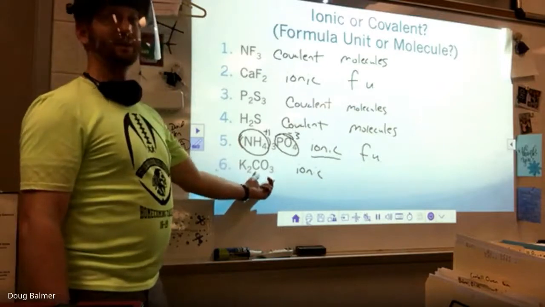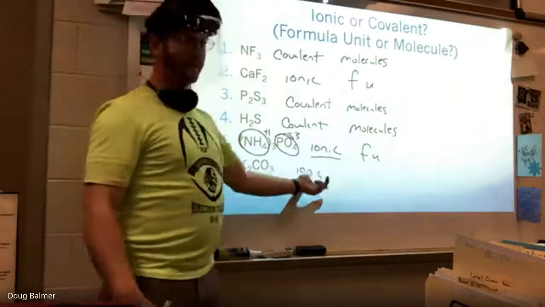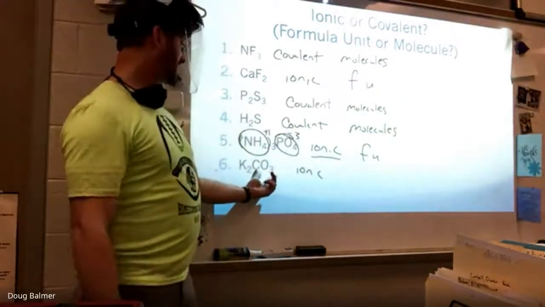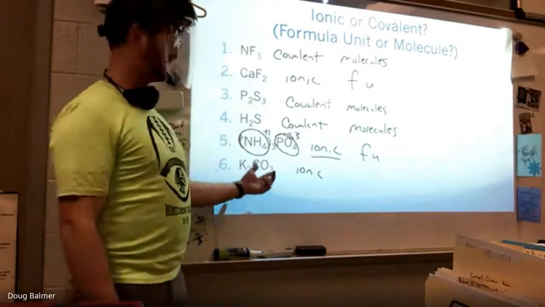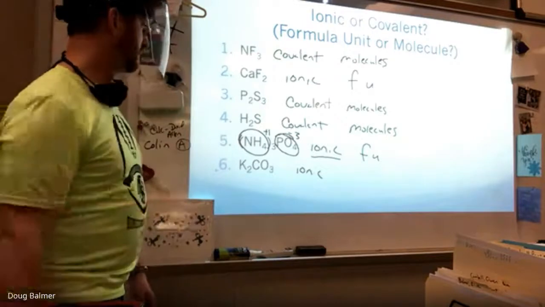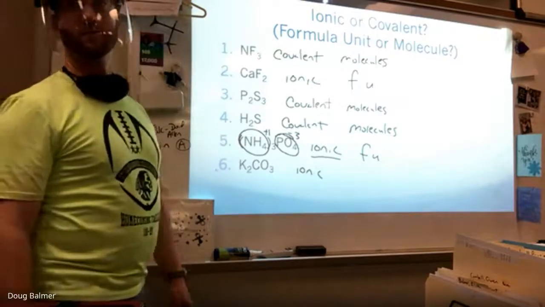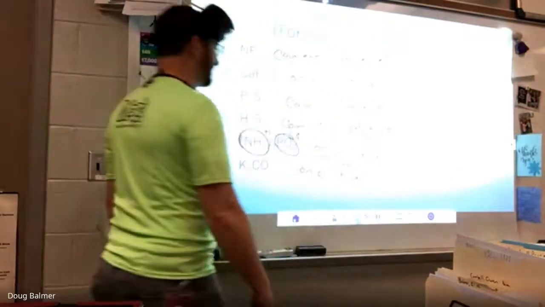This is a polyatomic ion, so as soon as you hear the word ion, you should probably go with ionic, right? Now, even though CO3 is made up of covalent bonds in that polyatomic ion, the ions are bonded ionically. And lab group 2, made up of molecules or formula units? Formula units.